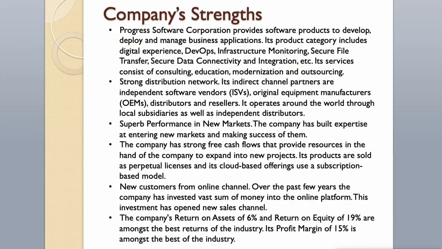Company strengths. Progress Software Corporation provides software products to develop, deploy and manage business applications. Its product category includes digital experience, DevOps, infrastructure monitoring, secure file transfer, secure data connectivity, and integration, and other. Its services consist of consulting, education, modernization and outsourcing. Strong distribution network. Its indirect channel partners are independent software vendors, original equipment manufacturers, distributors and resellers. It operates around the world through local subsidiaries as well as independent distributors.